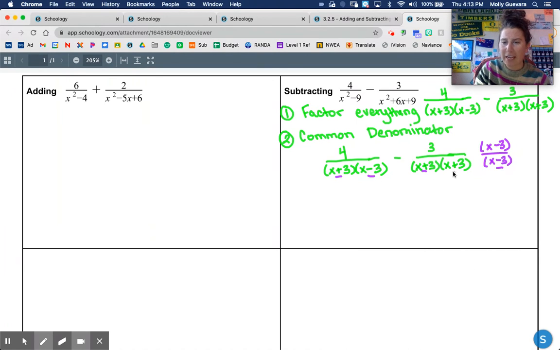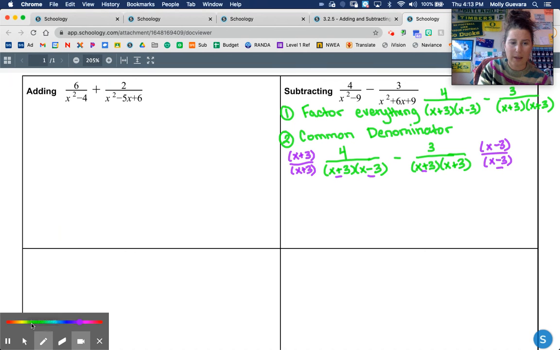And then on the right here, I have another x plus 3 that I don't have over here. So I am also going to have to multiply in another x plus 3. I'm supposed to have 2 of those, and I only have 1. Okay? So what that does is that allows me to figure out what that common denominator is. Okay, so now I can go ahead and simplify.